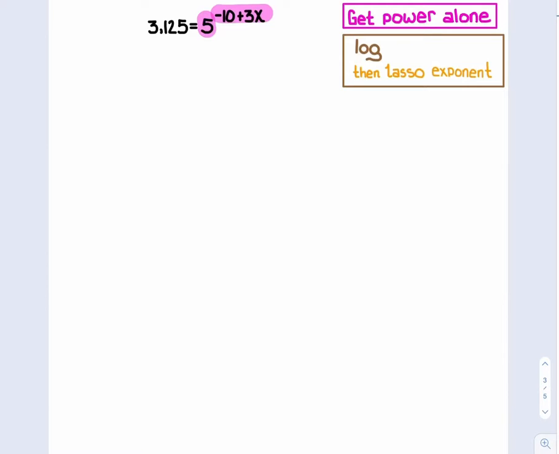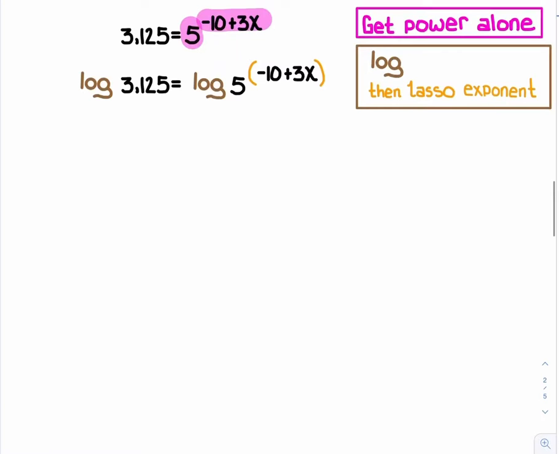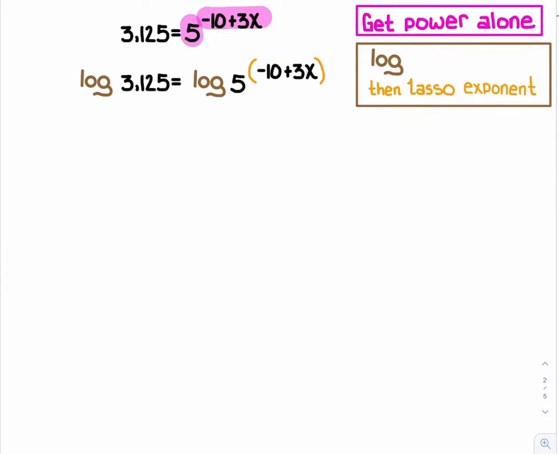Whatever I do to one side, I do to the other. So I'm going to apply the log to both sides. The exponent is in parentheses, even though we don't see that. So I'm going to lasso the exponent to the front.